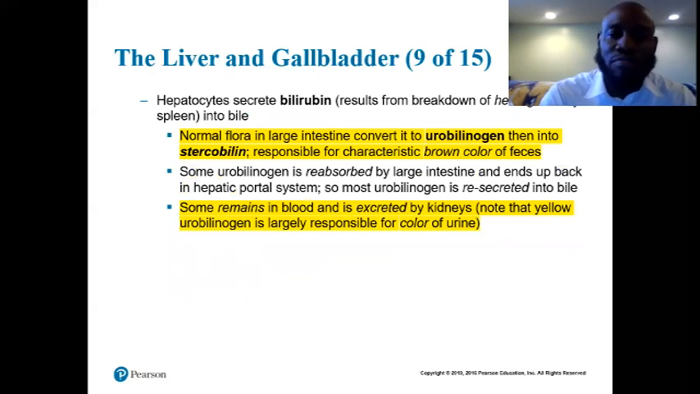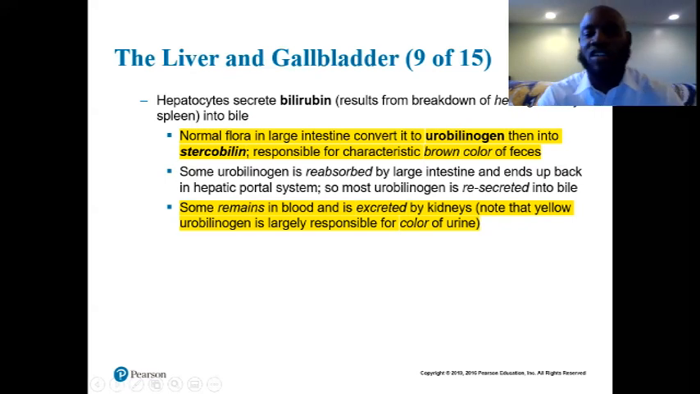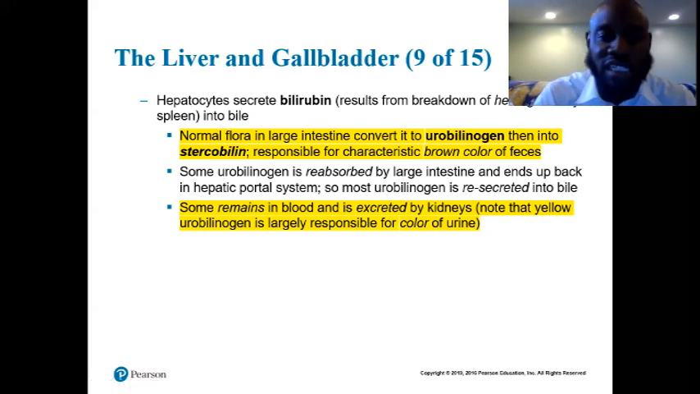Hepatocytes secrete bilirubin. And this is important, and hint, hint, hint, I've seen a question on this on the final exam last year. The hepatocytes secrete bilirubin, which results from the breakdown of hemoglobin by the spleen. Remember, red blood cells, erythrocytes, go to the spleen when it's time for them to be removed from the body. That's where they kind of go to die, so to speak.